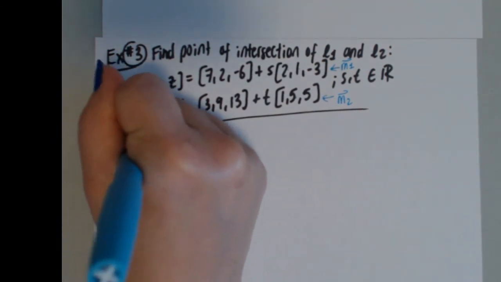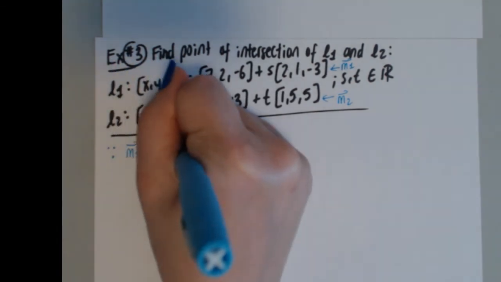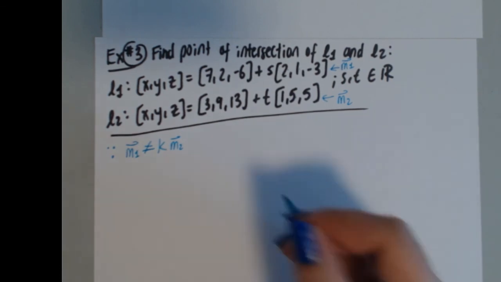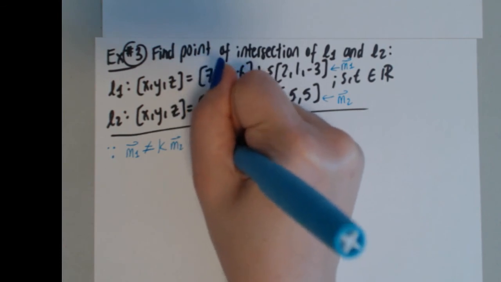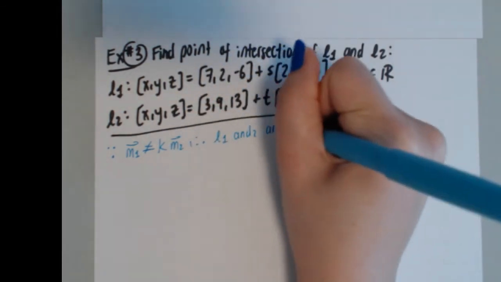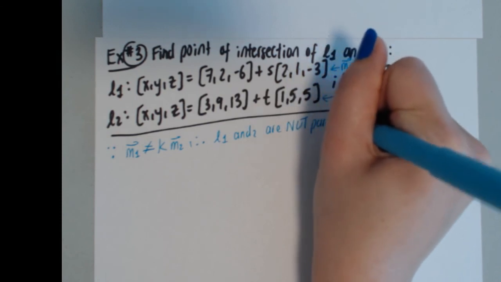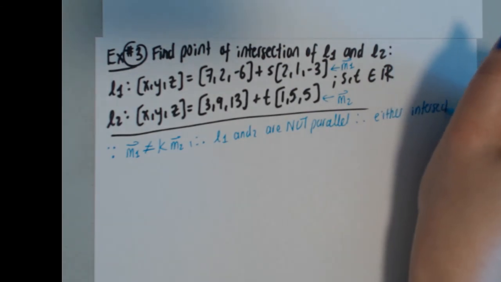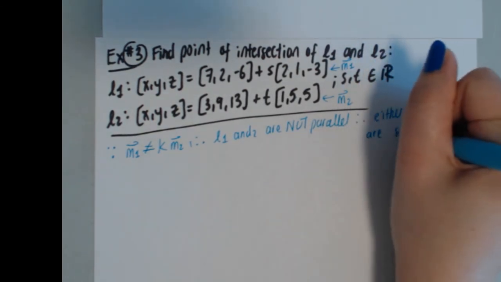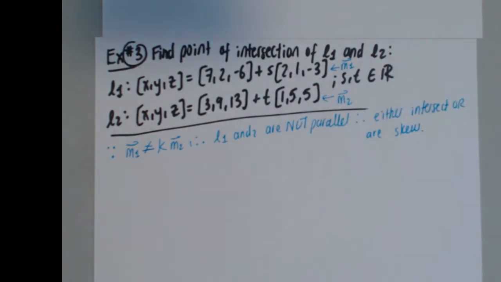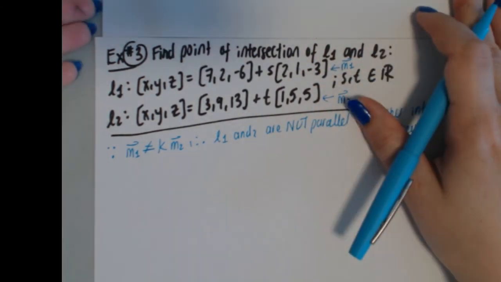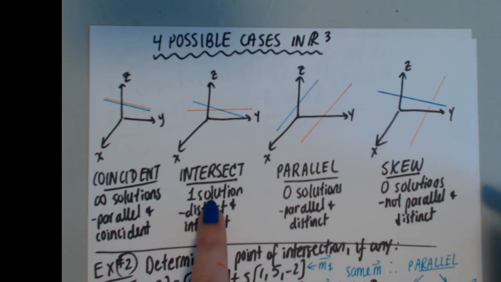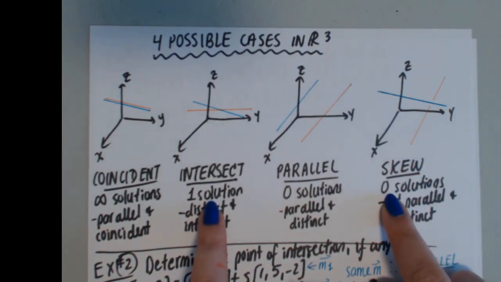Since m1 does not equal k times m2, or you could formally write they are not scalar multiples of each other, therefore L1 and L2 are not parallel. Therefore, they either intersect or are skew. Now, if I go back to my 4 possible cases in R3, I can see that if they intersect, I have at least one solution. And if they're skew, I have no solutions.